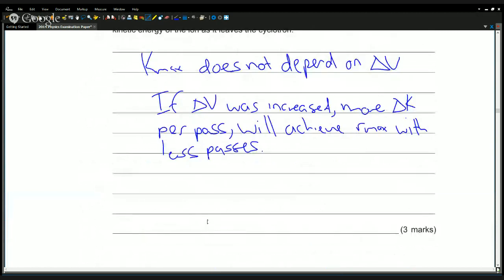So I hope that makes sense. Basically, increasing the potential difference of your electric field just means it's going to emerge with fewer passes. So you get your particles accelerated quicker, but not with more final kinetic energy.